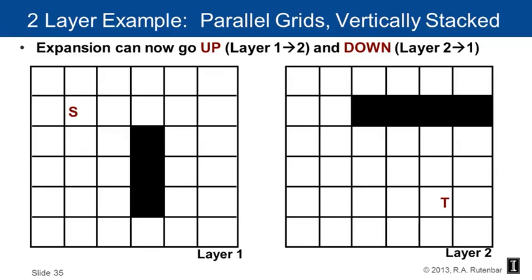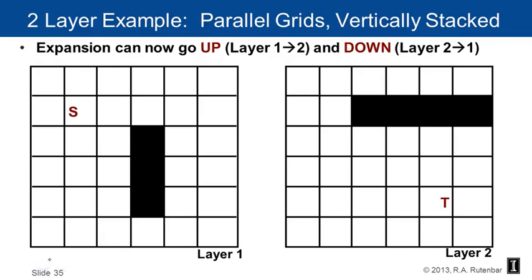And there's an obstacle in the middle of layer 1, kind of a vertical obstacle 3 cells high, and there's an obstacle in the top of layer 2, 4 cells wide and 1 cell high. And so there's some places you just can't go on each layer either. So the big idea is that expansion can now go up from layer 1 to layer 2 and down from layer 2 to layer 1.